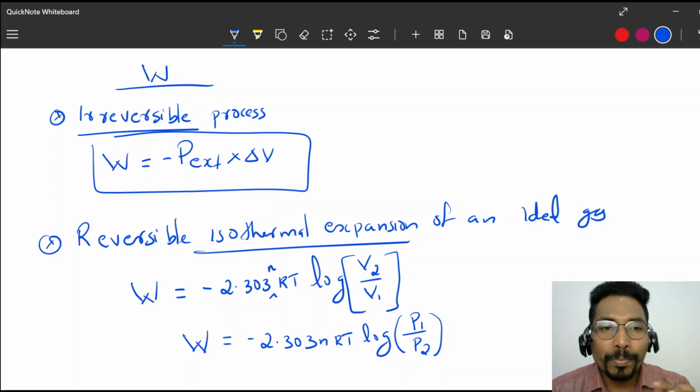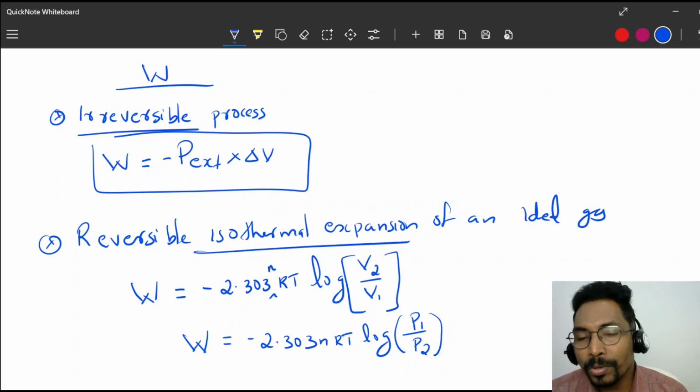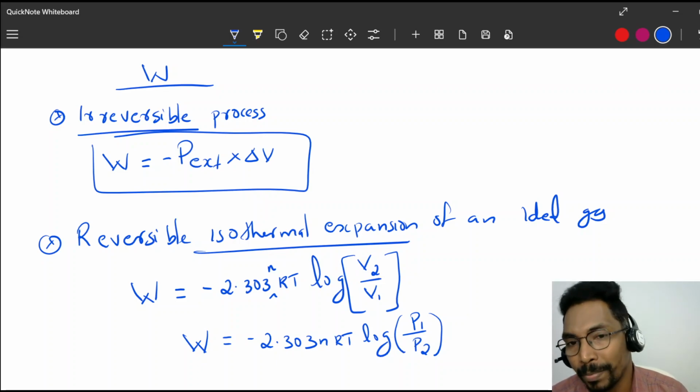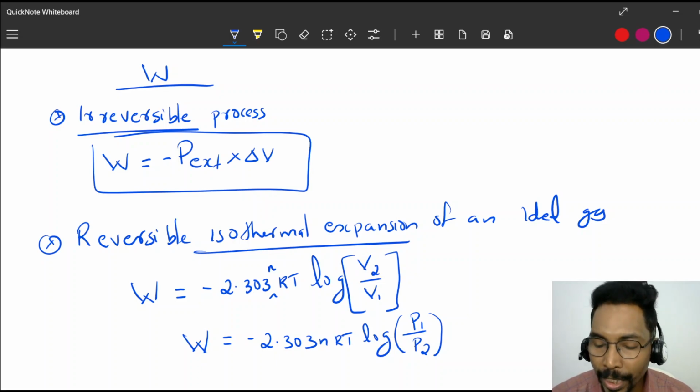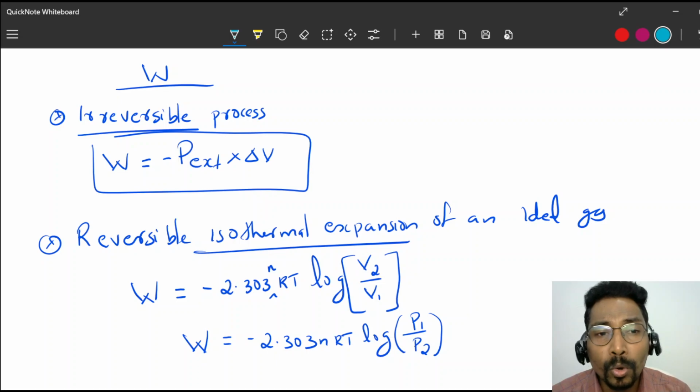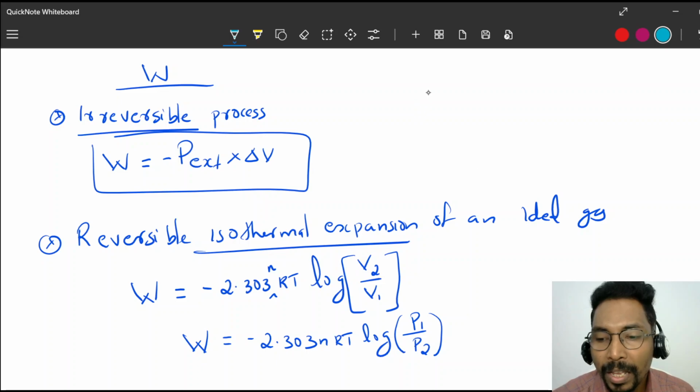Pressure and volume are inversely related, as you know, so that's why the formula is like this. So remember, it is log V2 by V1 or log P1 by P2, not P2 by P1. Clear? Yes. I hope all of you know the value of R. It's very important. I'm writing the value here.